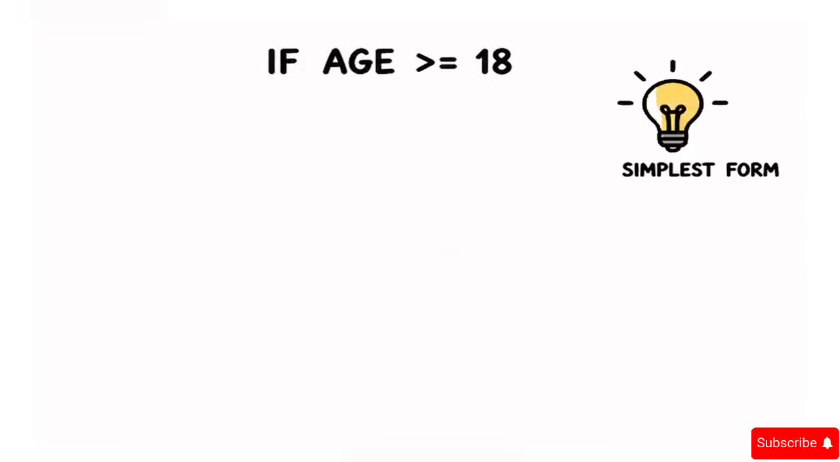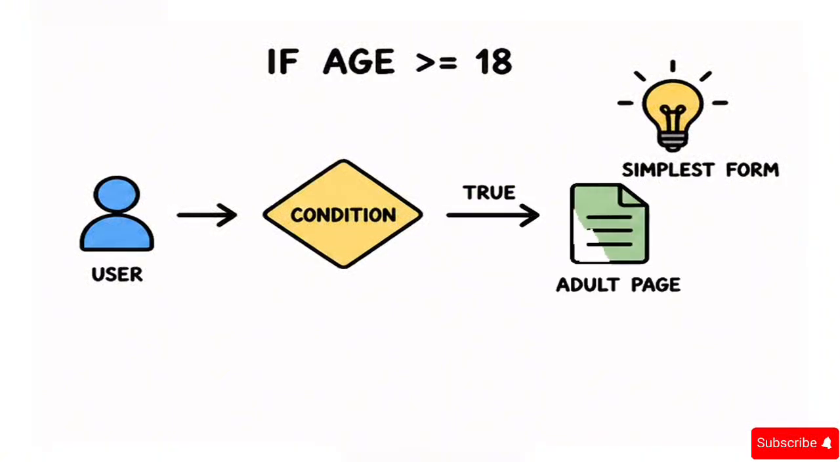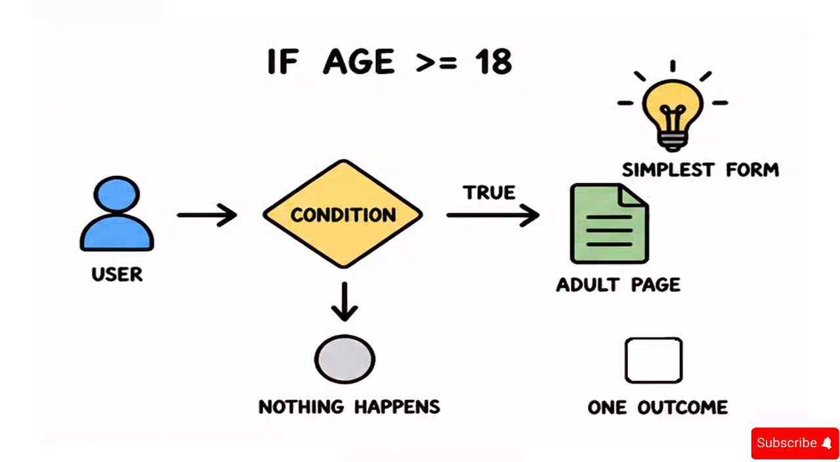Start with the simplest form. If. The code checks a condition. If the condition is true, it runs a block. If age is greater than or equal to 18, then show the adult page. Otherwise, nothing happens. One question, one outcome.